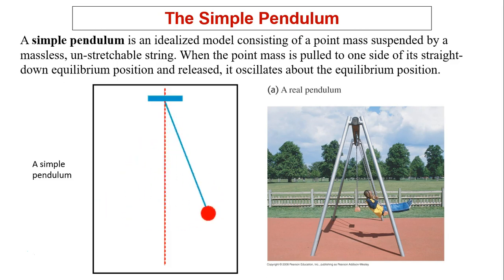A simple pendulum is an idealized model consisting of a point mass suspended by a massless, unstretchable string. So when the point mass is put to one side of its straight-down equilibrium position and released, it oscillates about the equilibrium position. So here is a real pendulum. This is an idealized pendulum. This string is unstretchable, and all the mass is concentrated at the end, which we call a bob. So that's a simple pendulum. Here is a real pendulum.